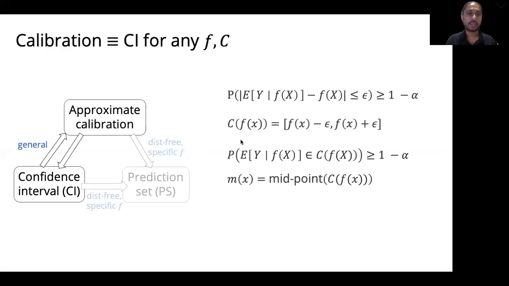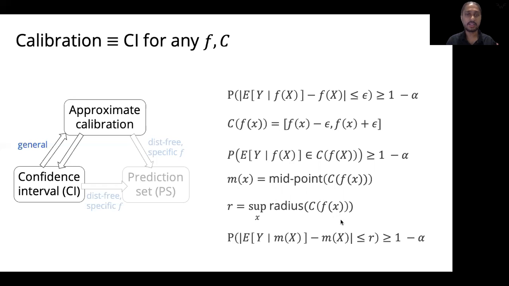On the other hand, suppose you have confidence intervals with respect to f. Then you can define m(X) as the midpoint of C(f(X)) and r as the largest radius of all the intervals C(f(X)). You can prove this calibration guarantee, because you can think of f as m and epsilon as r. It can be shown that this guarantee holds.